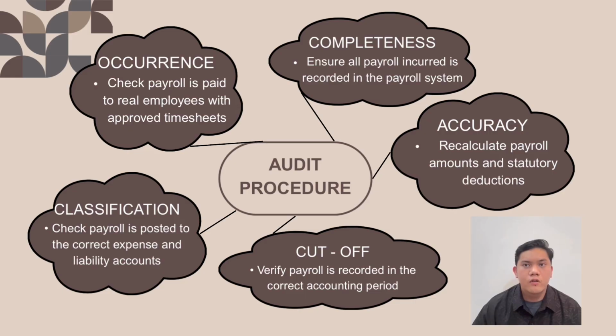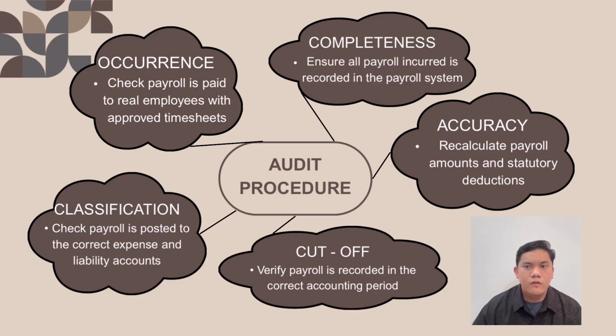Firstly, for occurrence or existence, the auditor ensures that payroll expenses are paid only to real and valid employees for actual work performed. This is achieved by reviewing the segregation of duties, checking authorized employee records, and matching payroll payments with personnel files, approved timesheets, and bank transfer records. As a result, the risk of payment to ghost employees is reduced.